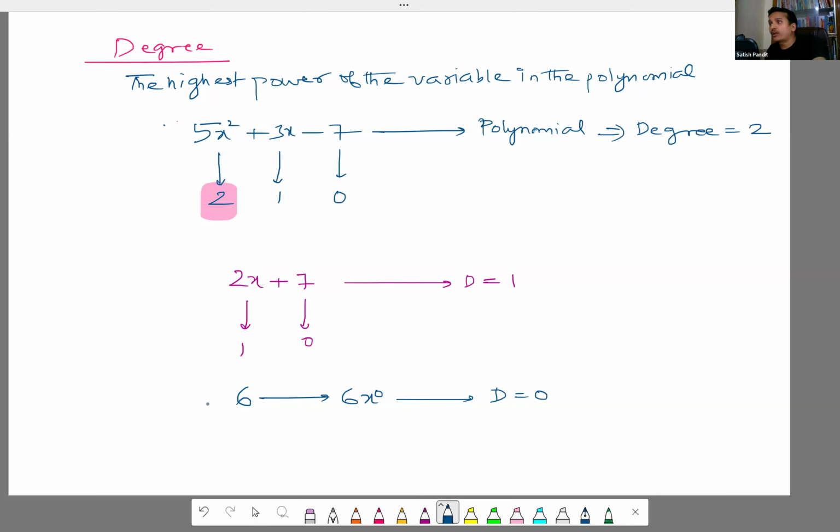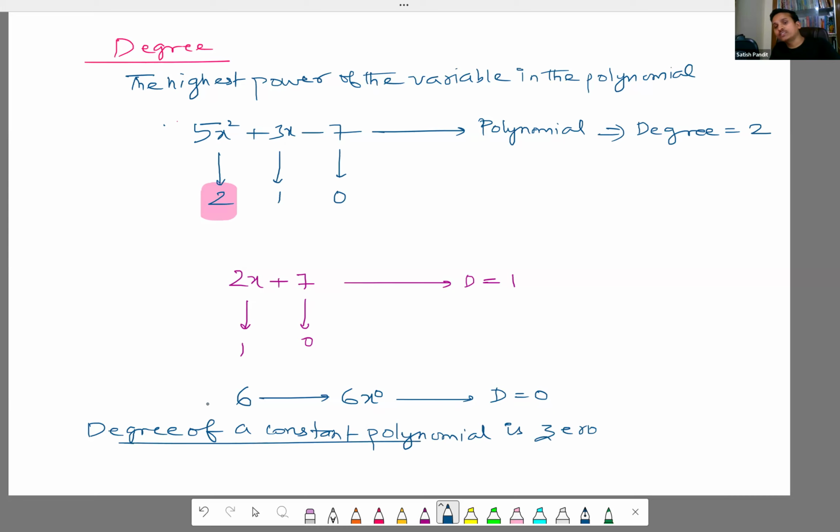This is a very important question. Remember, the degree of a constant polynomial is 0. Okay, degree of a constant polynomial is what? 0. Clear, everyone?